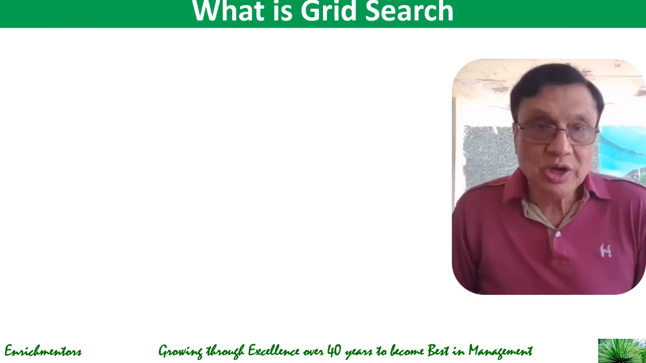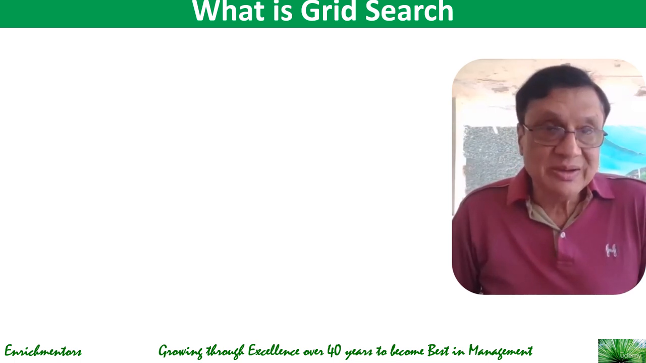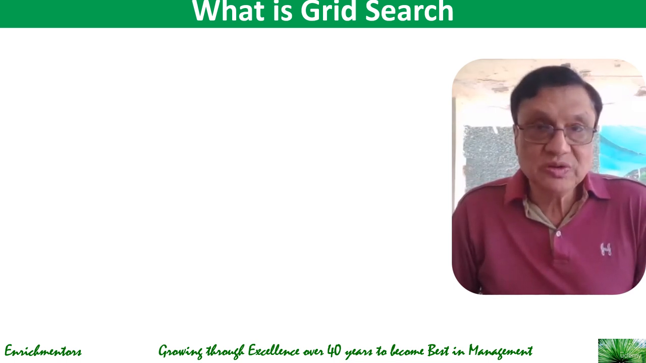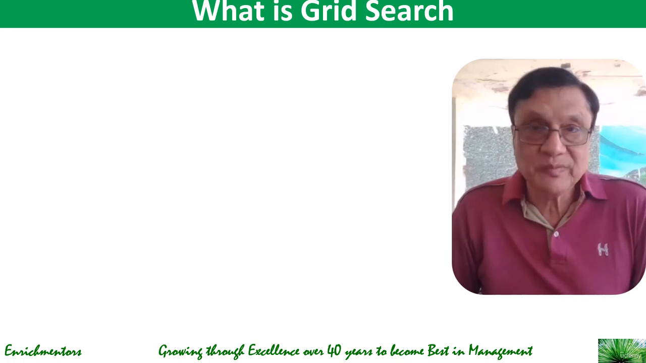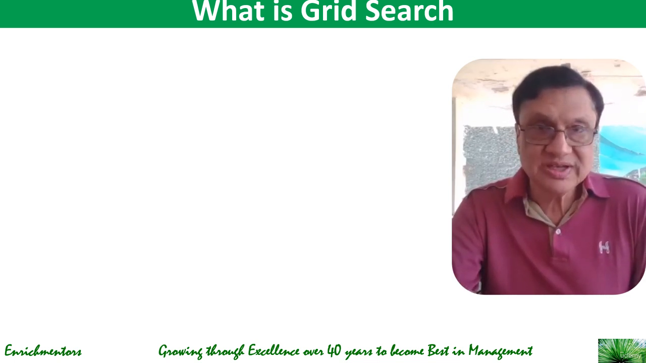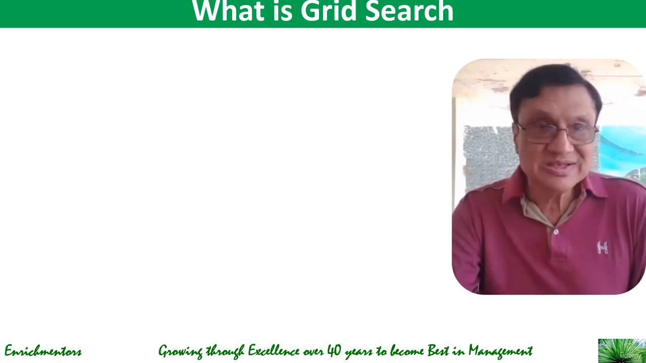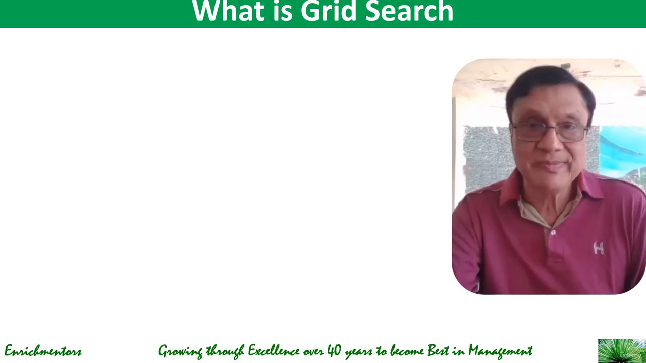Now, let's look at what is grid search. Grid search is a hyperparameter tuning technique used to systematically search for the optimal combination of hyperparameter values for machine learning models. And it works exhaustively. It works by exhaustively evaluating a specified set of hyperparameter combinations and selecting the combination that gives the best performance according to a predefined evaluation criteria.